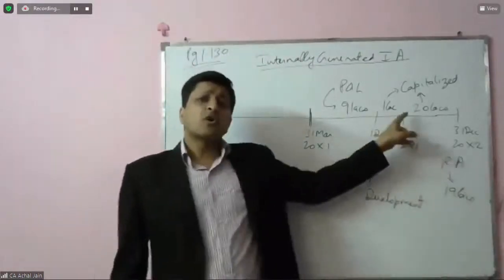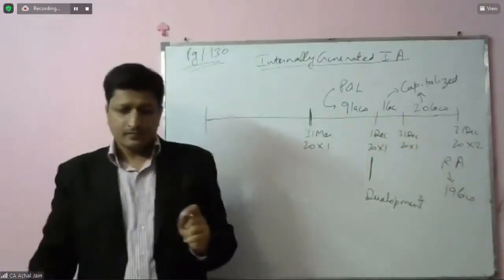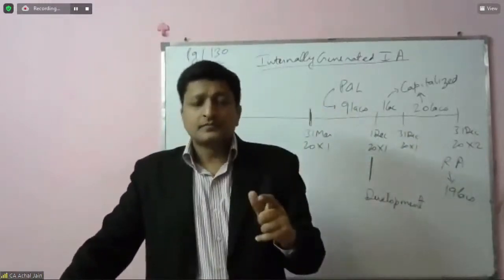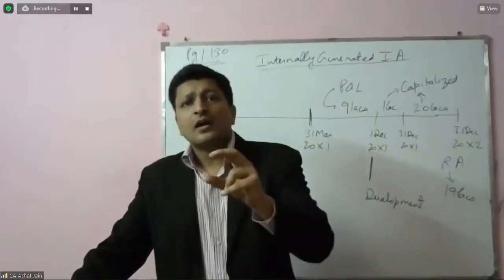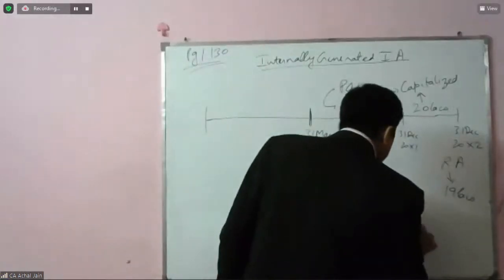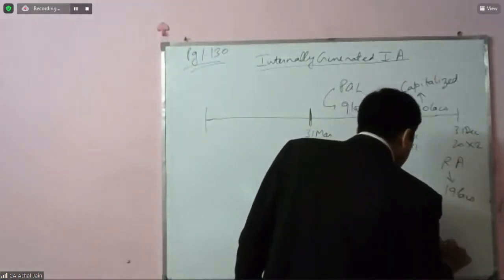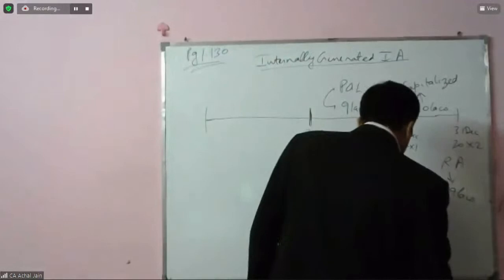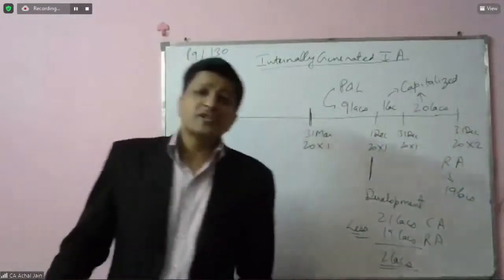Now, as against this cost of 21 lakhs, if we have a market value of 19 lakhs, then going by the criteria of AS 28, you need to create a provision for the differential in this amount. So 21 lakhs less 19 lakhs. What is 19 lakhs? Recoverable amount. What is 21 lakhs? Carrying amount. 2 lakhs is the amount for which provision should be created.